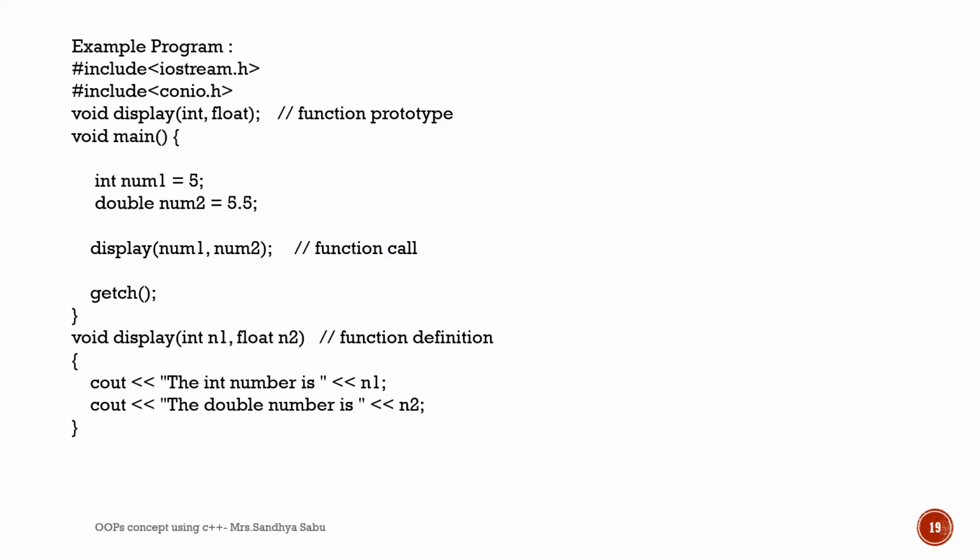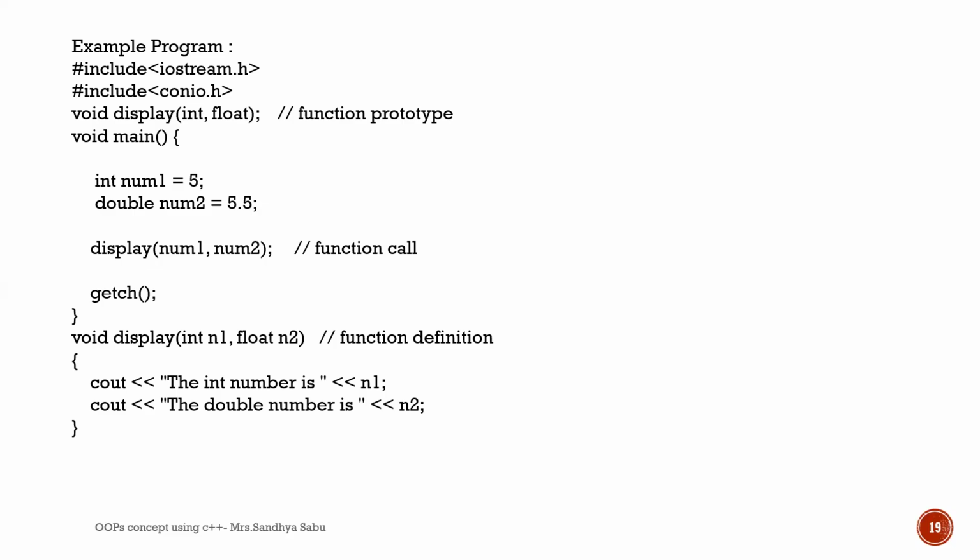So here is an example program. In this program, we are going to display two values, that is, two numbers. Here in the comments, we have given three parts: function prototype, function call, and function definition. A function has three parts. So what is the function prototype? void display(int, float). We are just mentioning the type of function I'm going to use, the name of the function, and what type of parameters I'm going to use. This is an initial intimation to the compiler that I am going to use such things in my program. This is called the function prototype.